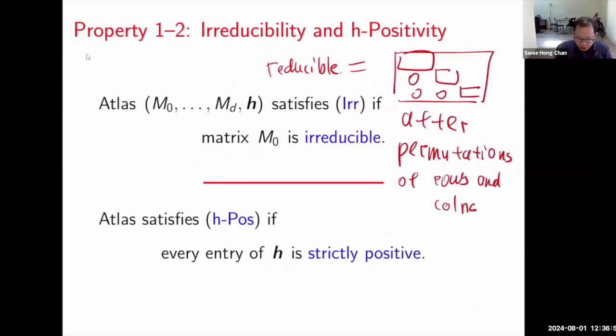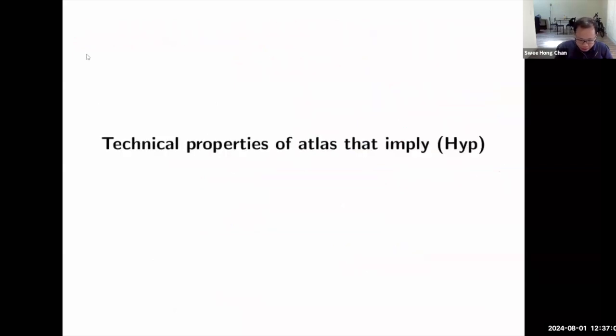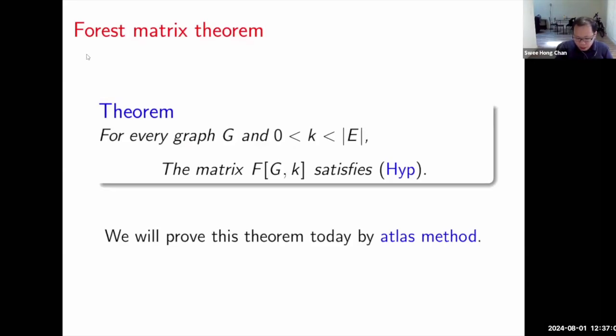And that is why in our proof, let me go back to our forest matrix theorem, we see that we assume that our K is strictly between 0 and E. This is exactly for this technical reason. Okay. Thank you so much for whoever is asking this question.